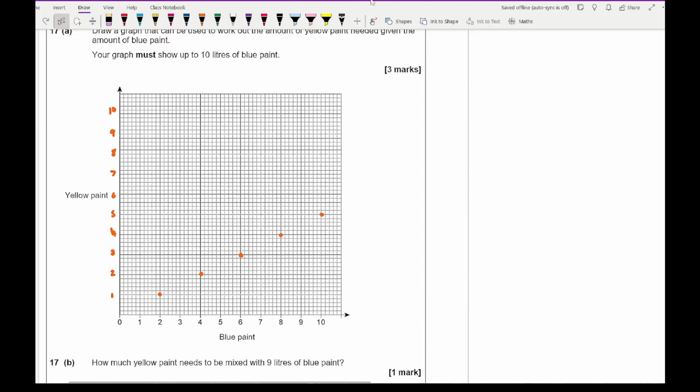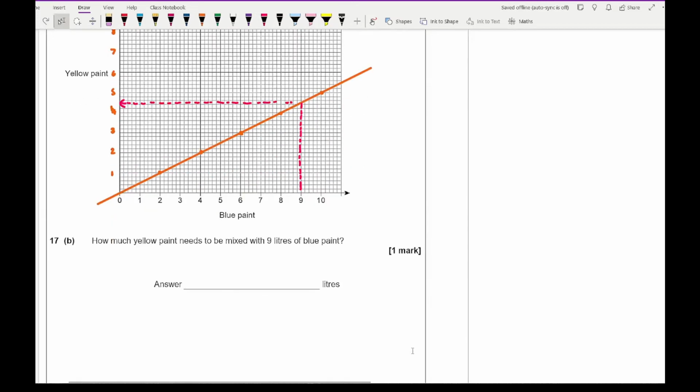So all I then need to do is draw a straight line going through each of those points and 0, 0. Let me just make that a little bit clearer, and that should be absolutely fine there. The next question then says how much yellow paint is needed to be mixed to make 9 litres of blue. And so here we're going up to 9, and you always want to make sure that you're making this mark on your graph, so 9, and I worked that out to be around about 4.5. So the answer then is going to be 4.5 litres.